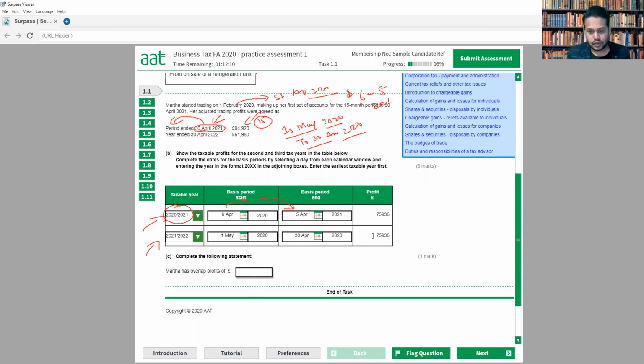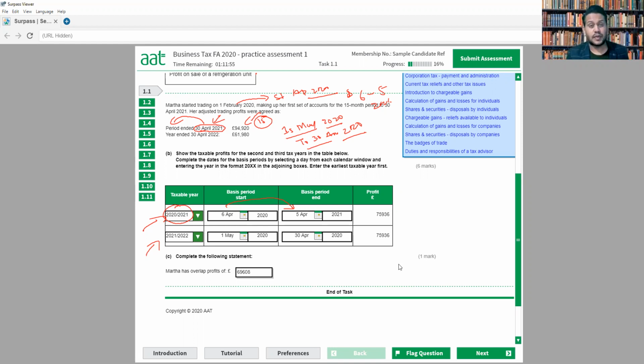So here we have a 12 month. So it says 75,936 divided by 12 times by 11. And that will give us 69,608. This is the overlap profit.